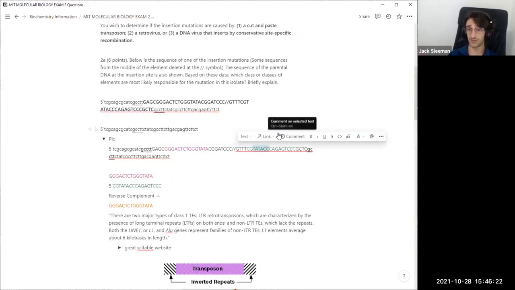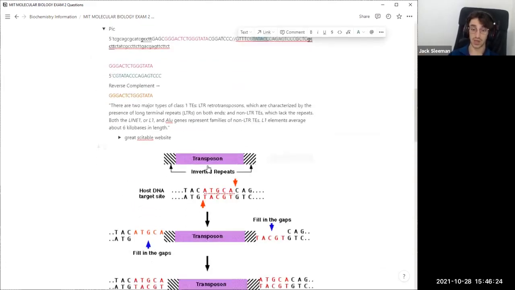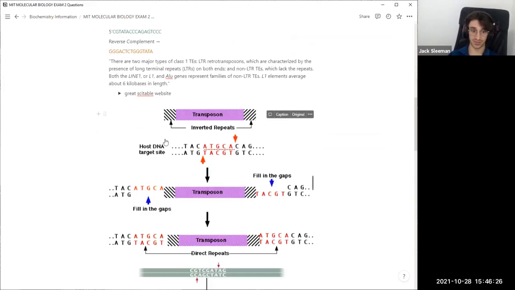Those inverted repeats are these things. But again, this is stuff we don't need to know as much, like those inverted repeats. What you should be familiar with is this: the mechanism of duplication, like the two direct repeats right here. This is just how it works. This is what I was trying to say earlier.